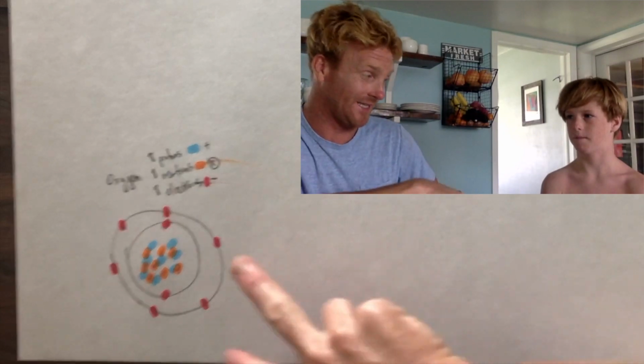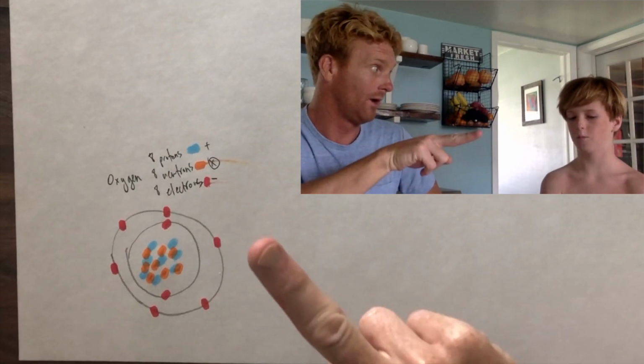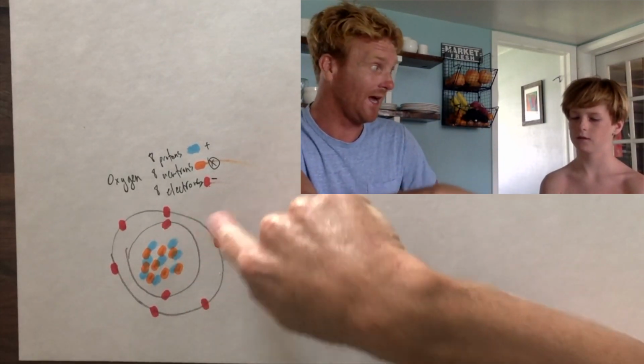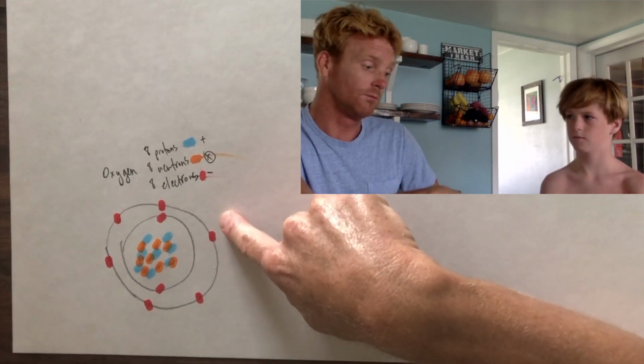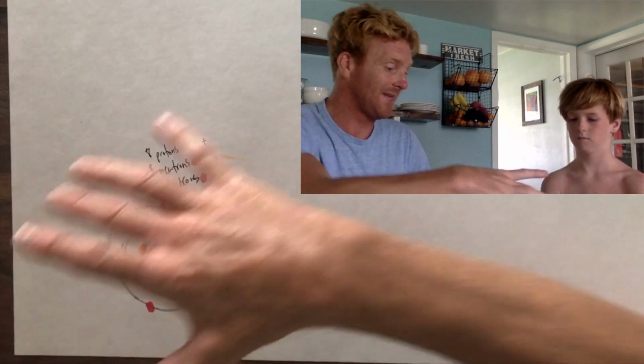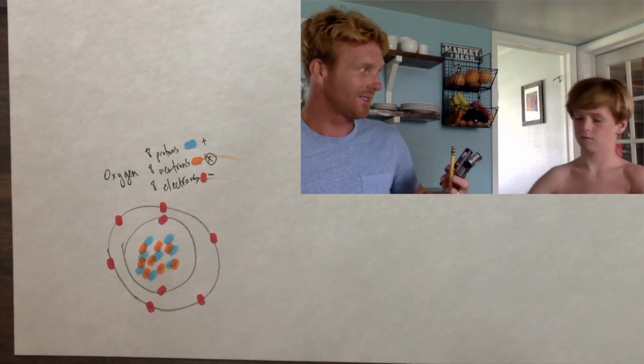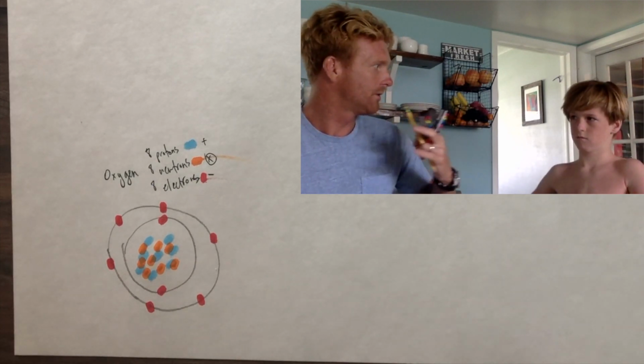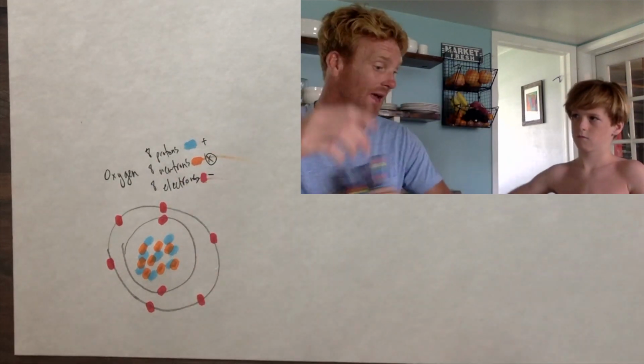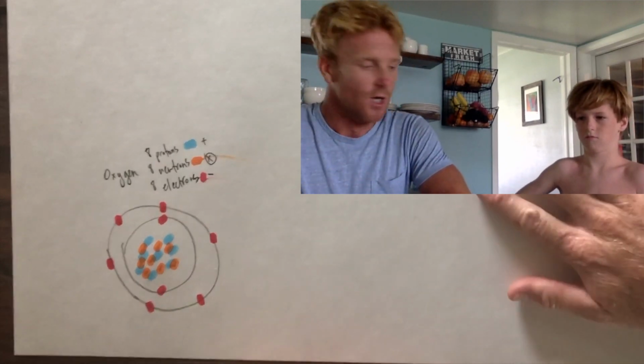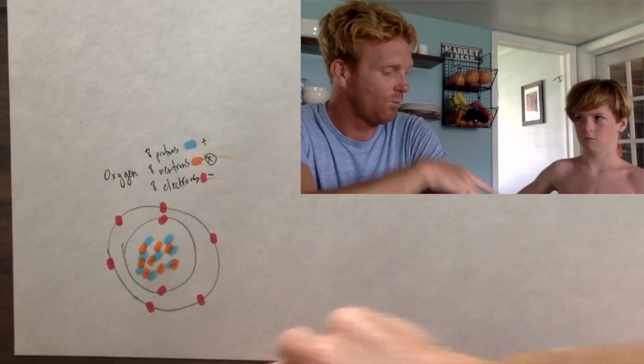No, because he only has 6 in that outer shell. He wants 2 more. So this oxygen atom is going to achieve that stable arrangement with 8 electrons in its outer shell through chemical bonds, right? By himself, he's not happy. Okay, so that's kind of the stage, what an atom looks like.